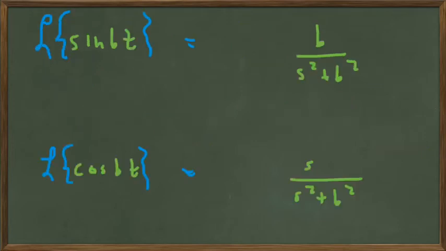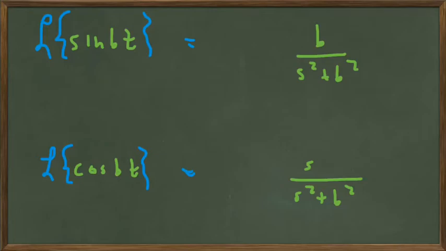On this blackboard, we've written two new important Laplace transforms, that of sine of bt and cosine of bt. They are obtained by integrating sine of bt times e to the minus st, or cosine of bt times e to the minus st, and that's done with integration by parts twice, exponentials times sine and cosine. So those integration steps are pretty lengthy. You'll find them in your book. I've just put the results here.